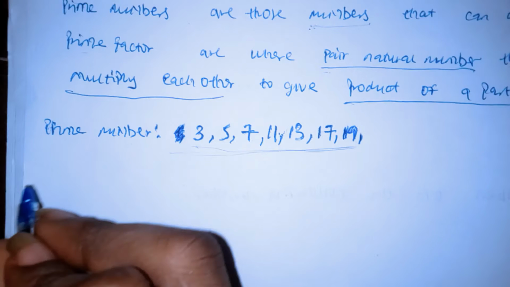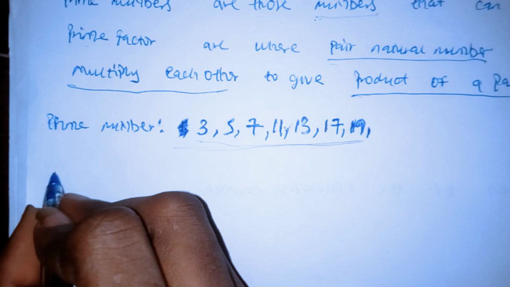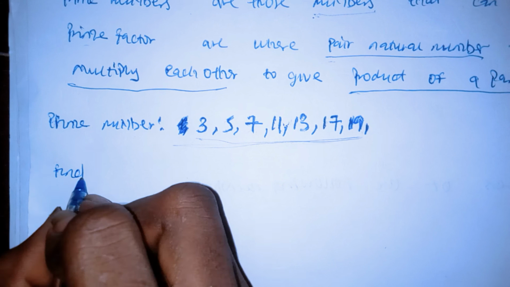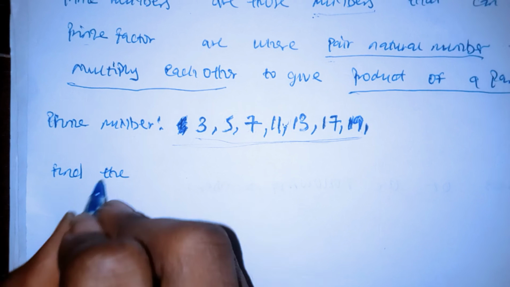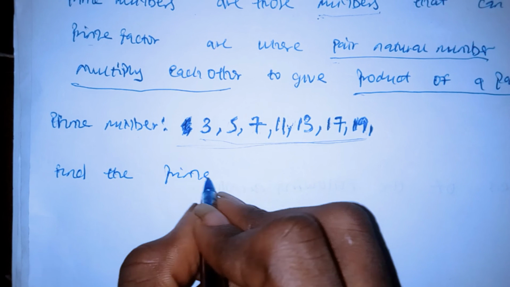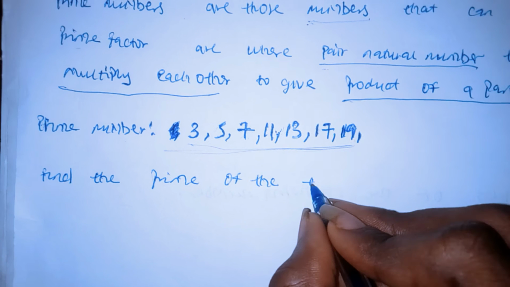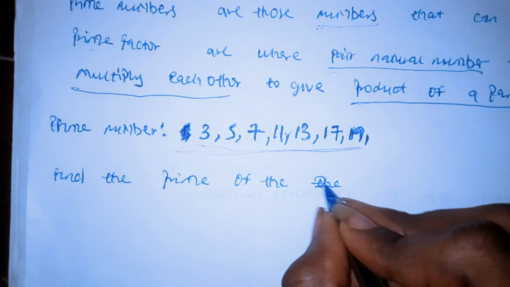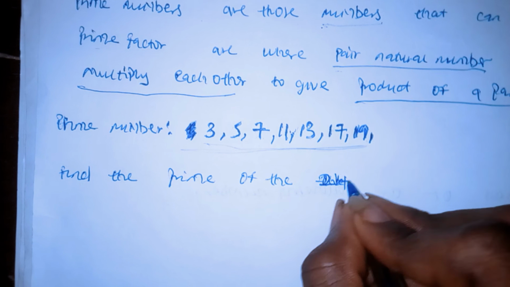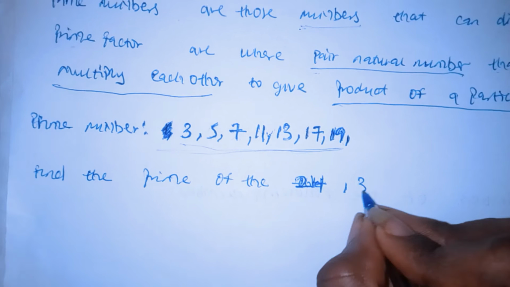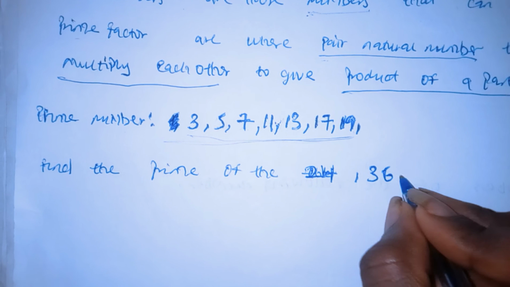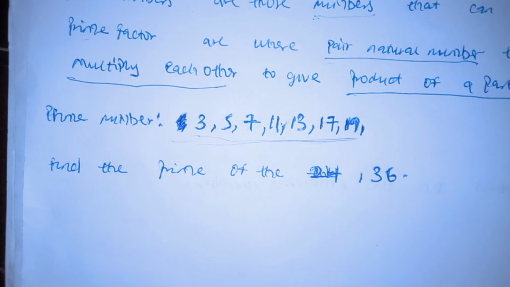Let's solve the question. Find the prime factor of 24. Let me pick 24 and 36. Let's find the prime factor of 36.